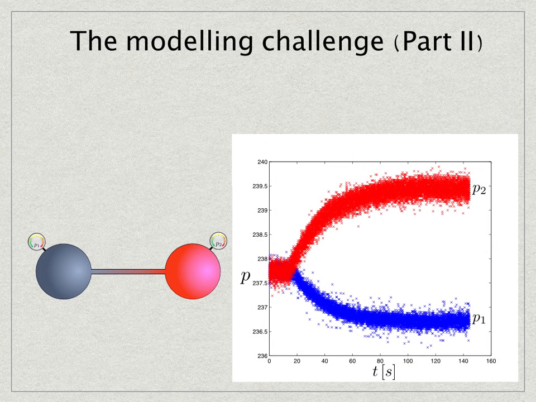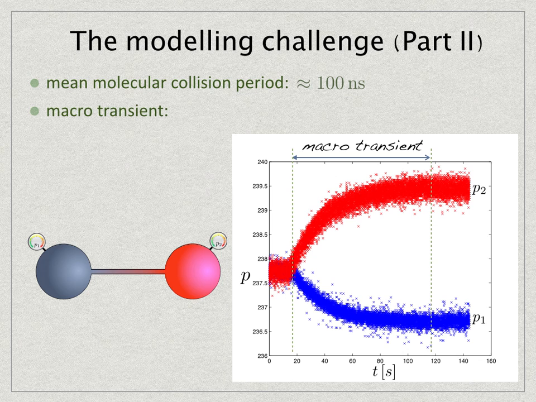There is another challenge, a significant one, and that's relating to time. The mean molecular collision period here in this problem is about 100 nanoseconds, whereas the macro scale transient that we're trying to capture is of the order of 100 seconds. So that's 9 orders of magnitude difference.